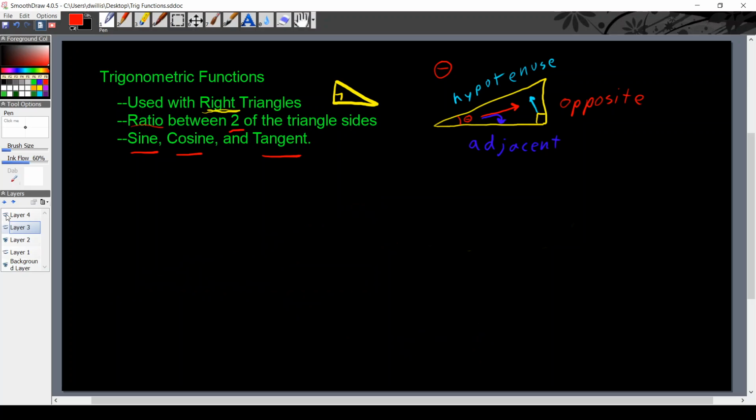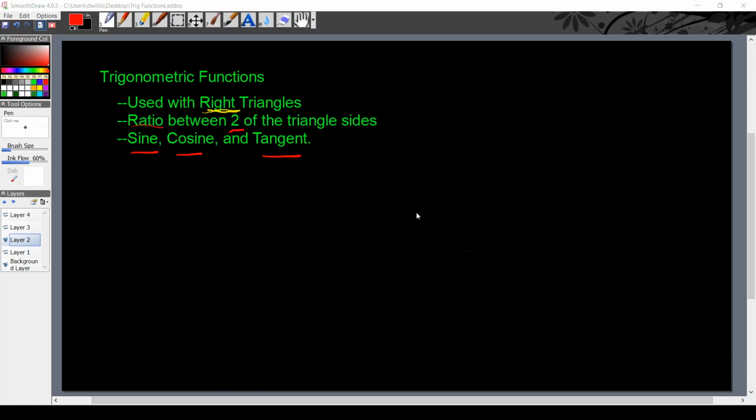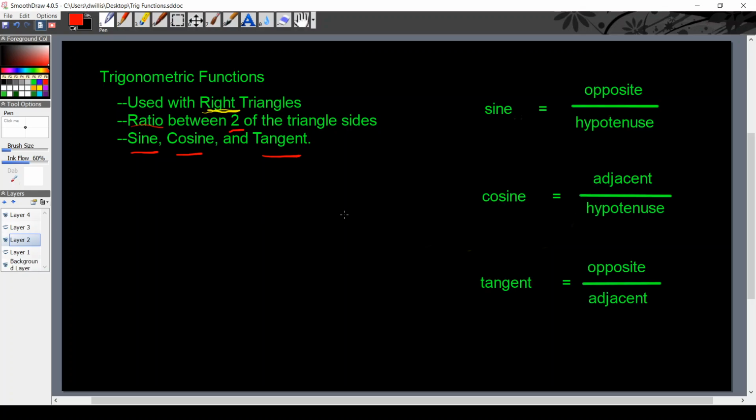Okay, so let me go back and erase these guys here. All right, so got that erased, and we're going to take a look at what the ratios are for sine, cosine, and tangent. So let's just look at this.